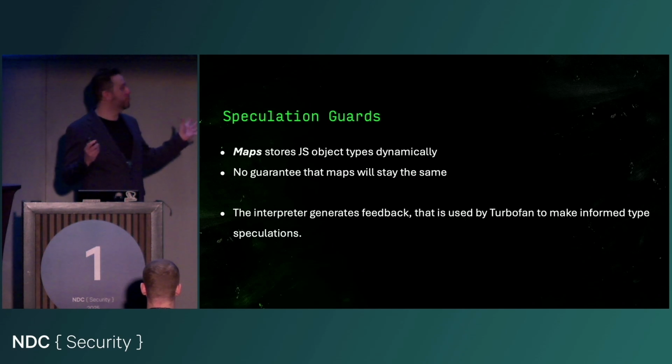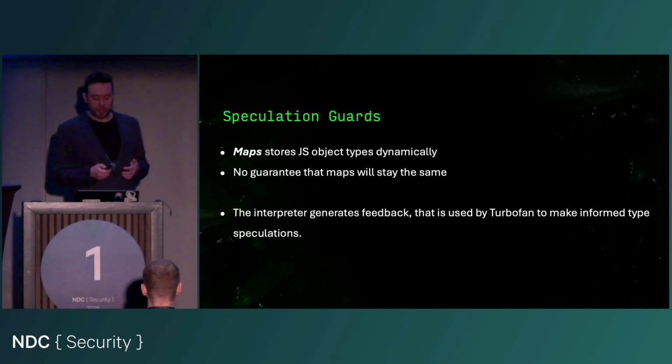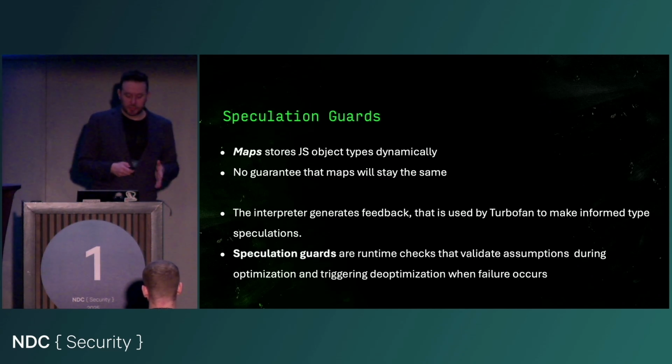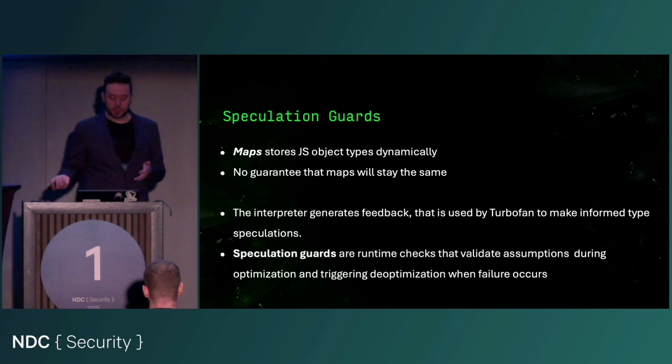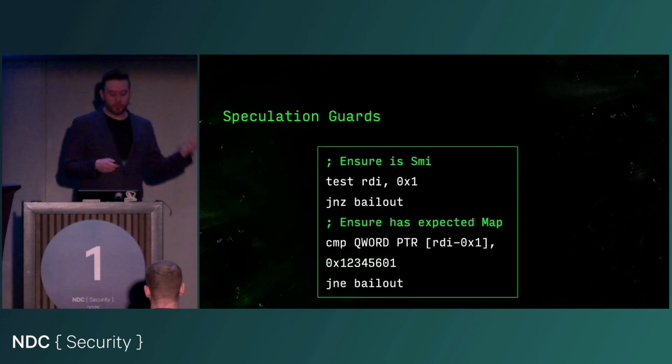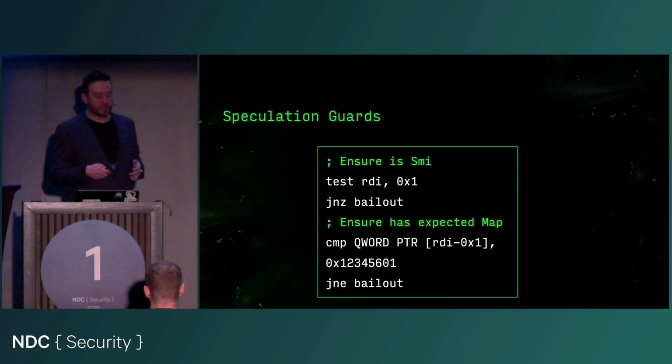This workflow between the interpreter and the JIT compiler is really important to keep track of the data types of JavaScript. And as we said, speculation guards are runtime checks, and those are really important to make sure that the optimized code doesn't take into account different types, basically. And if a failure occurs, then we de-optimize. Here are two different examples of speculation guards.